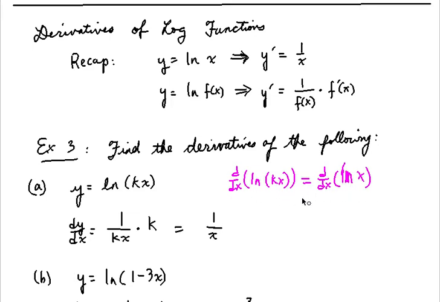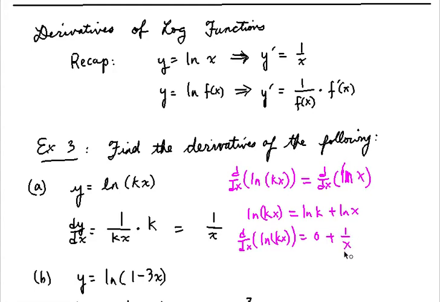And just to show you why that is, what's ln of kx? If I use my laws of logarithms, which I'll talk about more in a little bit, this will be ln of k plus ln of x. And what happens if I take the derivative of this whole thing? The derivative of ln of k is 0, and the derivative of ln of x is 1 over x. So that's why you end up with 1 over x. It looks just like the derivative of ln of x.